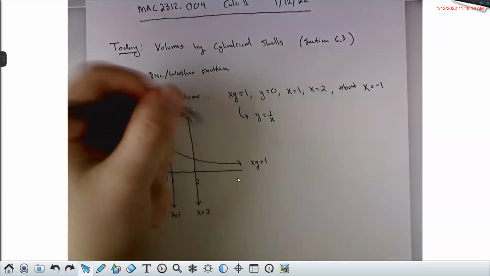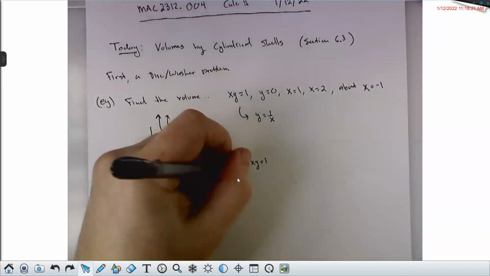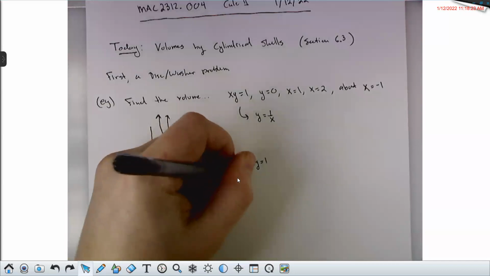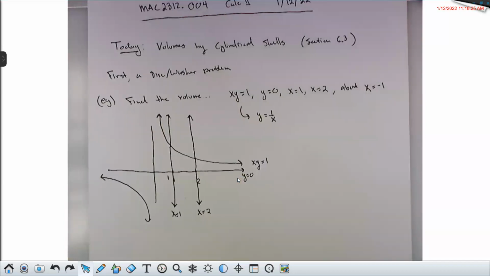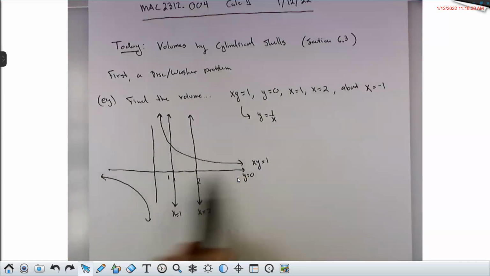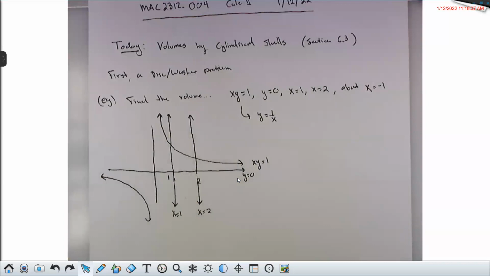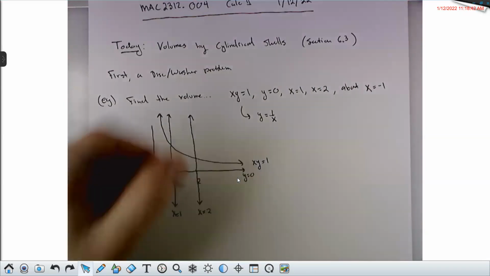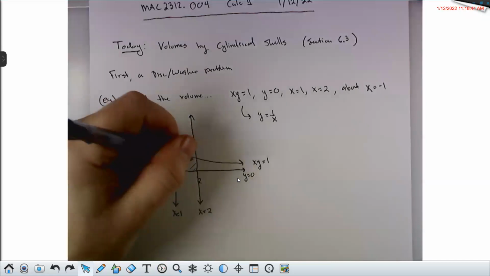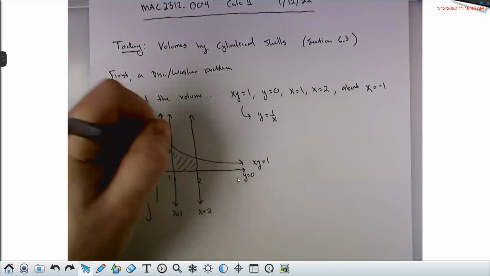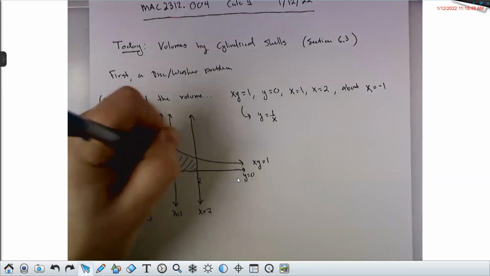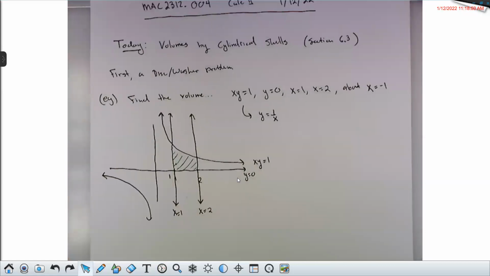I'll write it as they have done. The line y equals 0 is the x-axis. So if you look at these three curves, or four curves, I suppose, there's only one region, right? There's many regions here, but there's only one that is enclosed by those three curves. And hopefully you can see that. It is this one. So this is the region they're asking us to rotate.